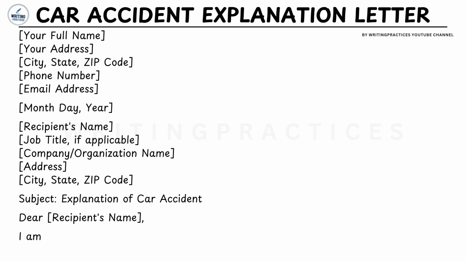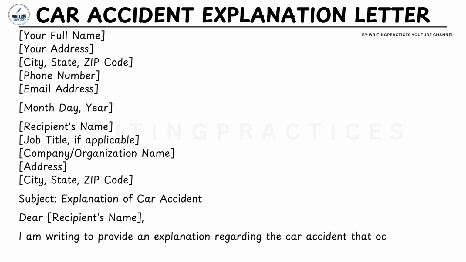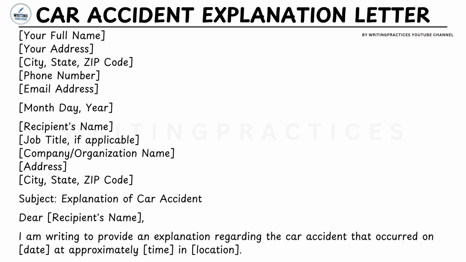Opening paragraph. Now explain why you are writing. For example, I am writing to provide an explanation regarding the car accident that occurred on June 14, 2026, at approximately 4:15 p.m. in downtown Phoenix, Arizona. This paragraph immediately identifies the specific incident being discussed, so there is no confusion about which accident the explanation relates to. Including the date, time, and location at the beginning helps establish the foundation for the rest of the explanation.